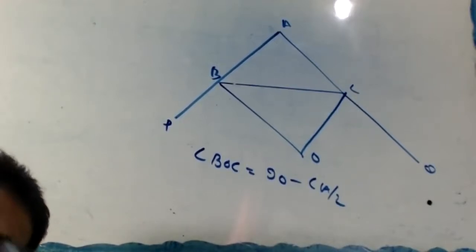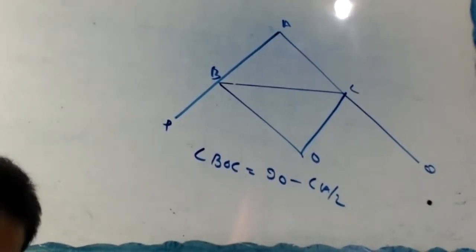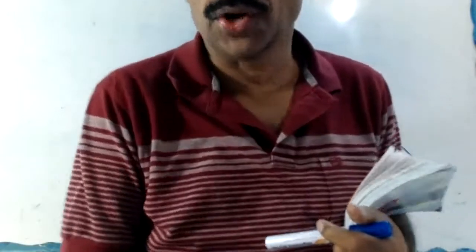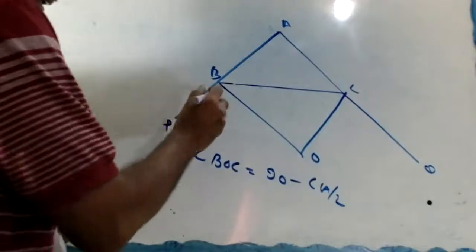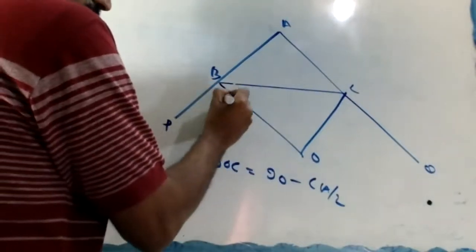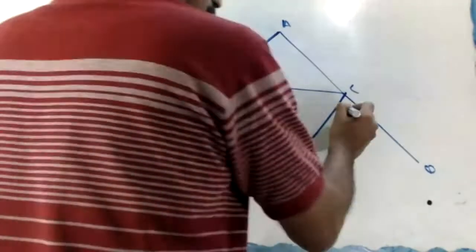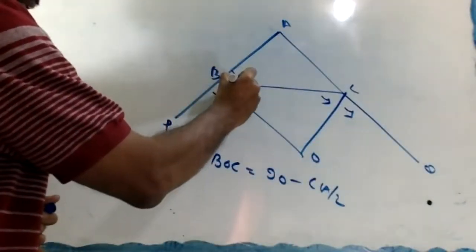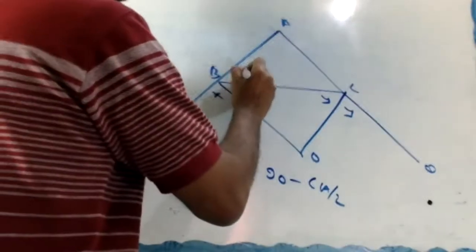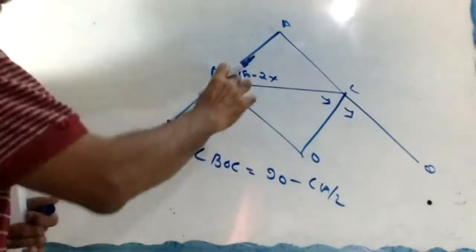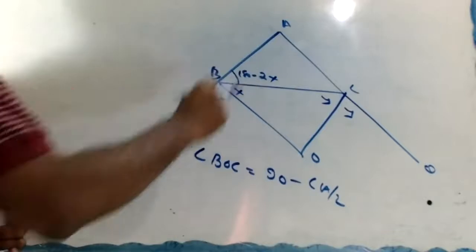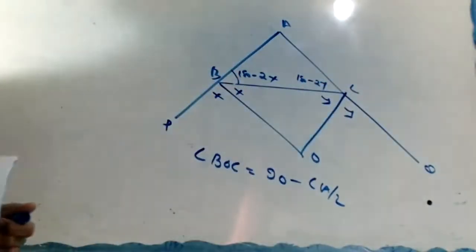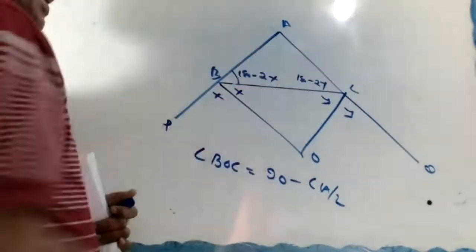Okay, so I'll check now. Listen here. I'll give the note, don't write now. BO was a bisector, so this is x, this is also x. This is y, this is also y. Now look here, this is how much? 180 minus 2x, correct or no? Because this is x, 2x, this is 180 minus 2x. This one is 180 minus 2y.